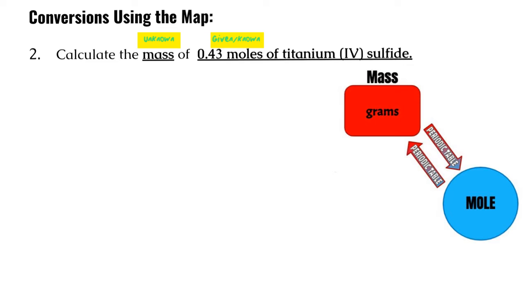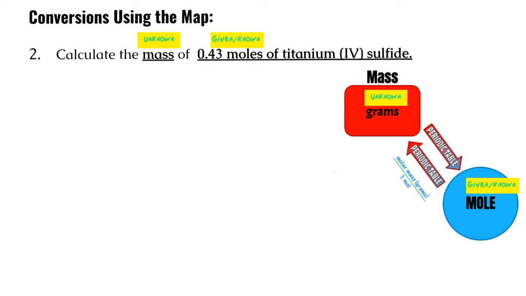When we take a look at our map on the right, we see that our starting quantity is going to be mole. We're going to follow the arrow that goes towards mass, which means we're going to want to use the conversion factor of molar mass over 1 mole. Remember, we need to calculate molar mass. And in this case, we are working with an ionic compound that we will need to calculate the mass for.